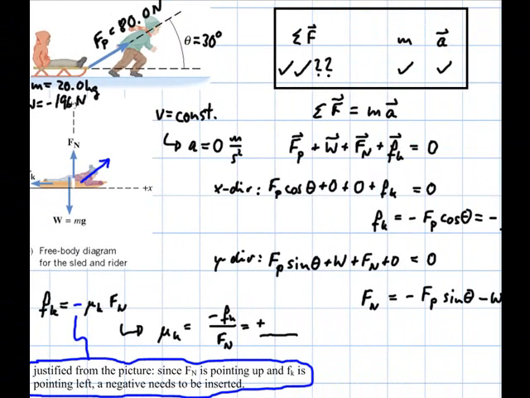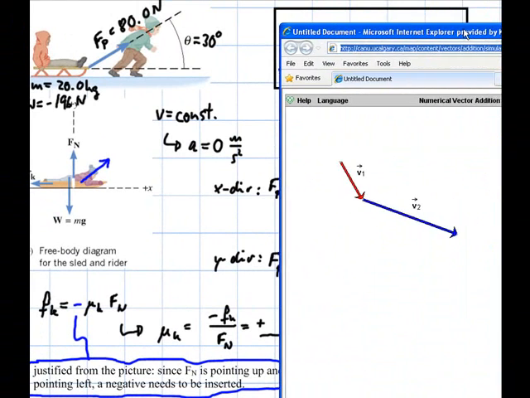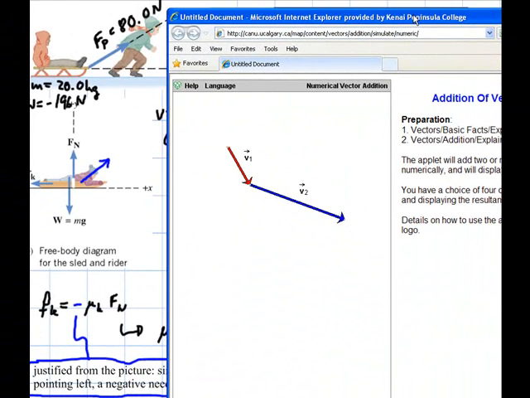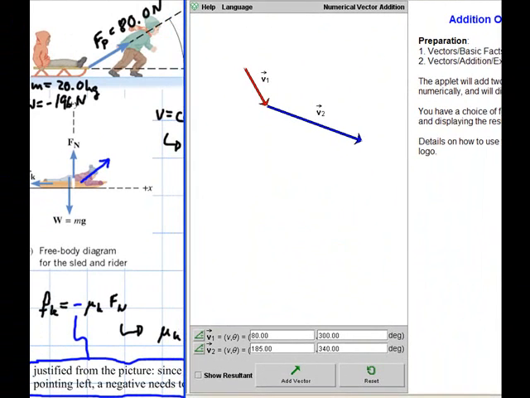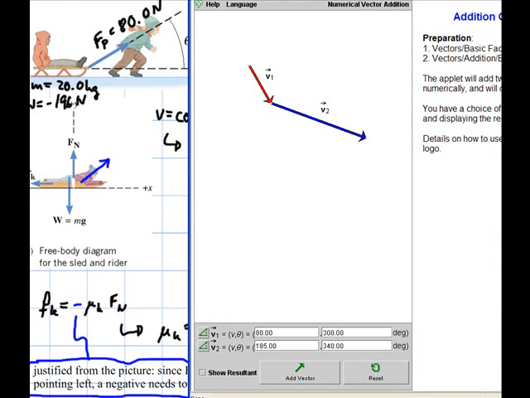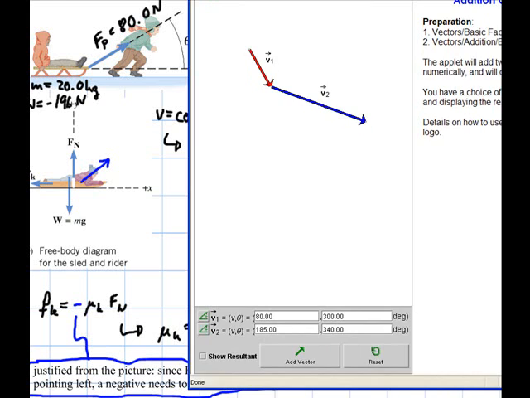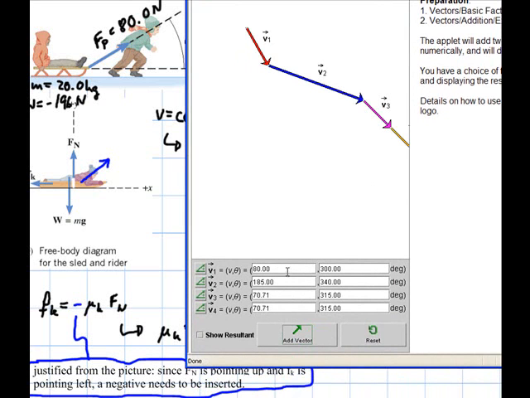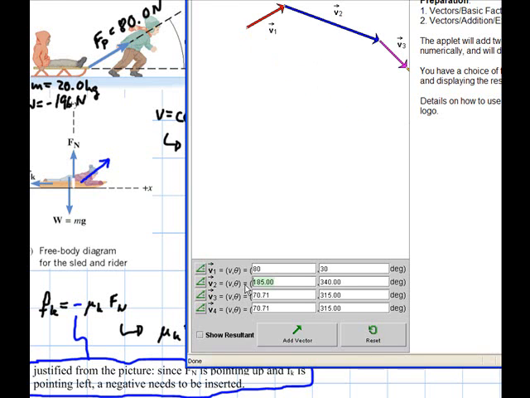Okay, now here's the alternative way. This website here from the University of Calgary I've posted in several places, so you should be able to relatively easily find it. I'm going to move this out of the way because I need some more space here. Four vectors are involved, so I'm going to add a couple of vectors here. These are totally out of whack at this point, but here's the first one, the 80 newtons at an angle of 30 degrees. I just hit enter.